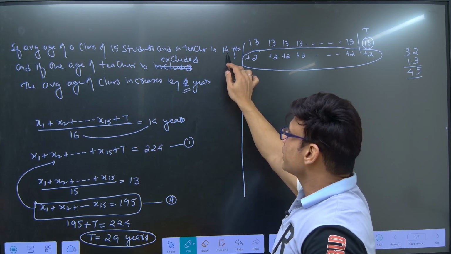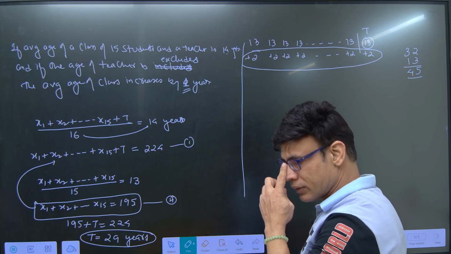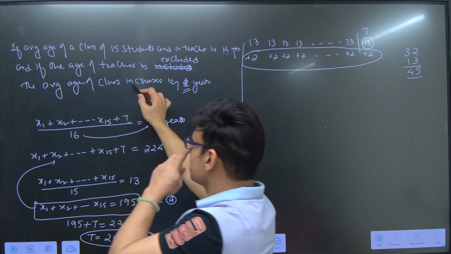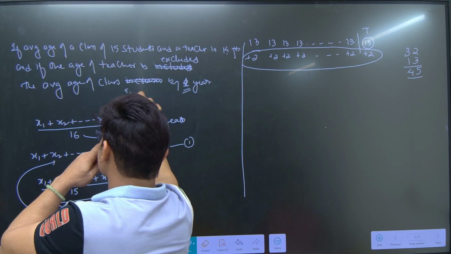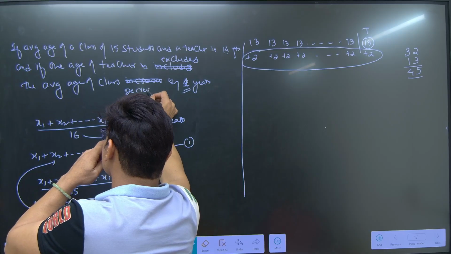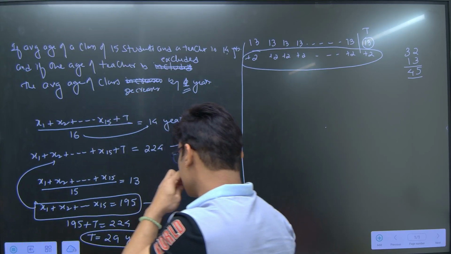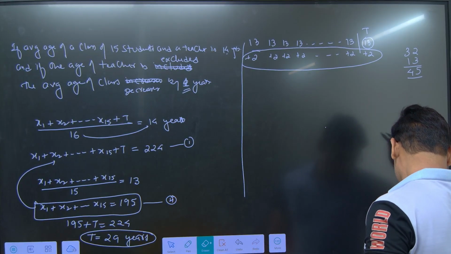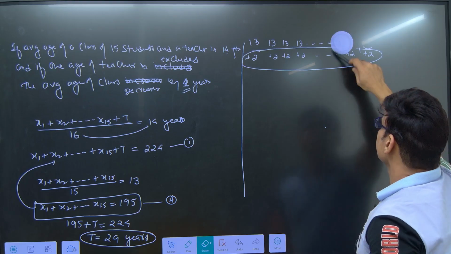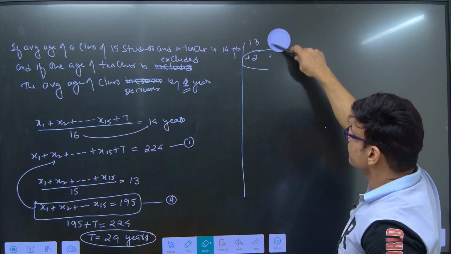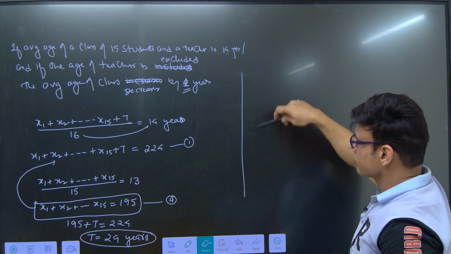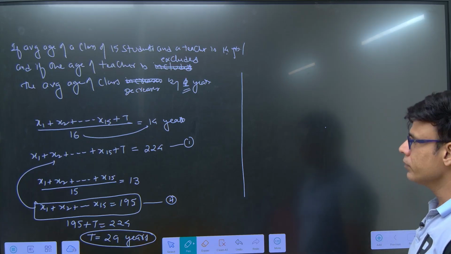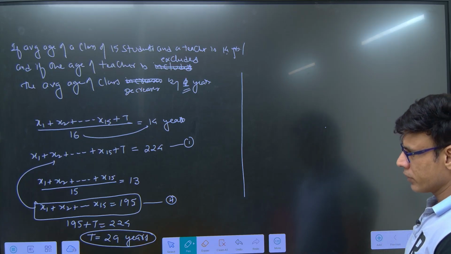Decreases by 1 year. 14 years decreases by 1 year. Decreases. This is not an increase. This decreases. Sorry, decreases by 1 year. Now, as I told you, this method which I told you, we will take the shortcut method also to understand it.